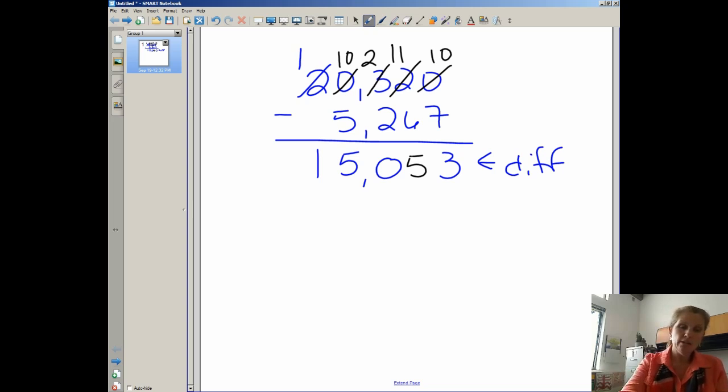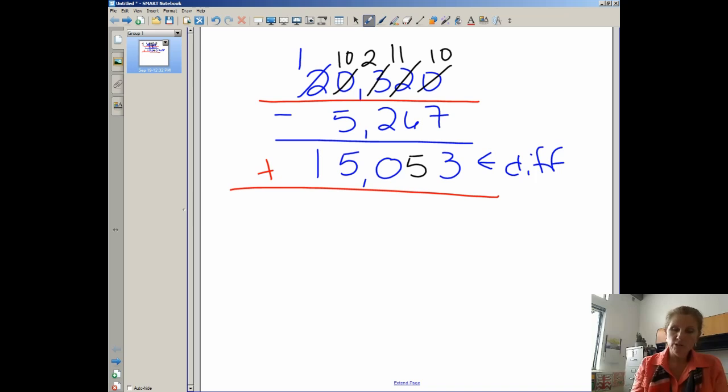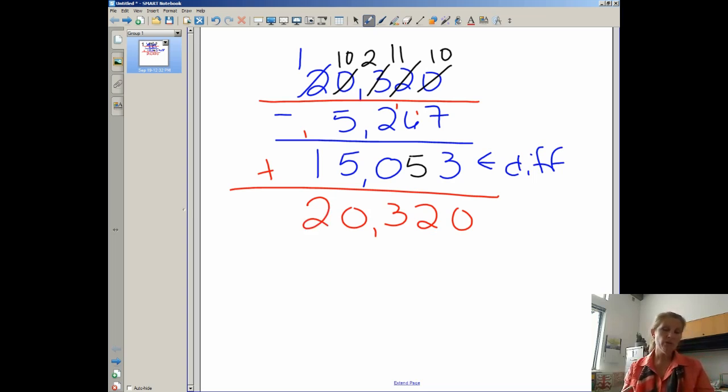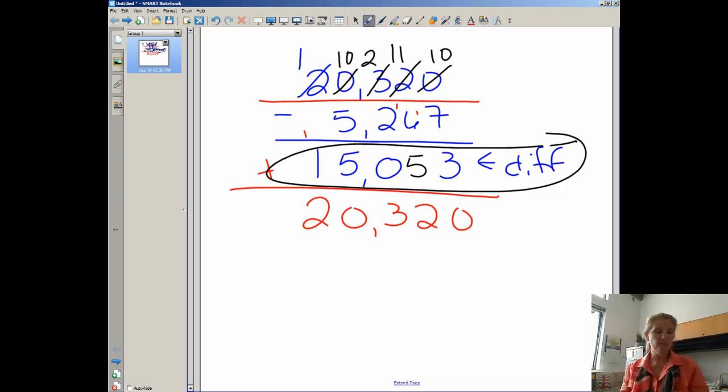I'm going to check it. 7 plus 3 is 10. 6 plus 5 is 11, plus 1 is 12. Carry that. 2 plus 1 is 3. 5 plus 5 is 10. Carry the 1. 1 plus 1 is 2. I get 20,320, which is what I started with, which makes me decide that I have the correct answer here, and my difference is 15,053.